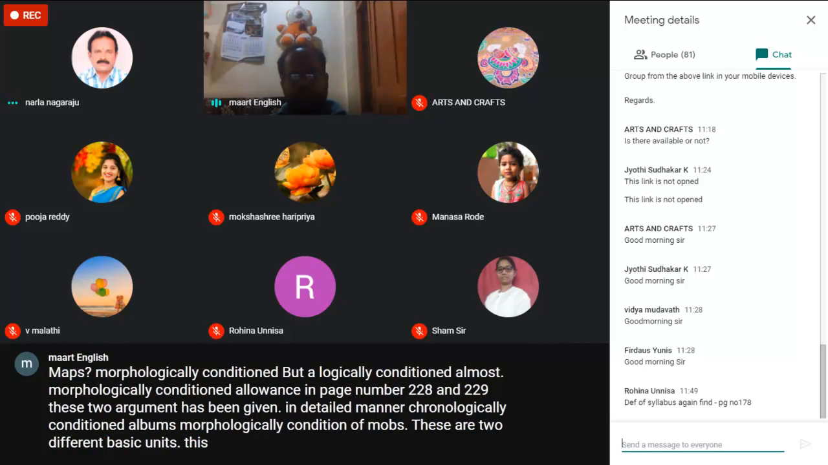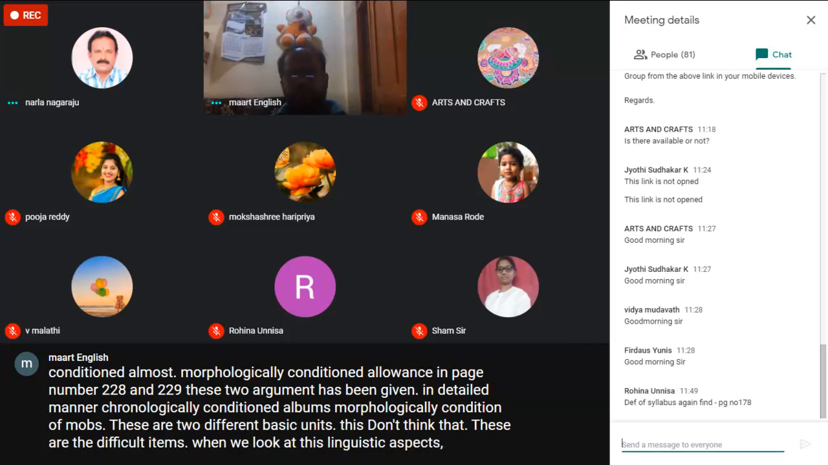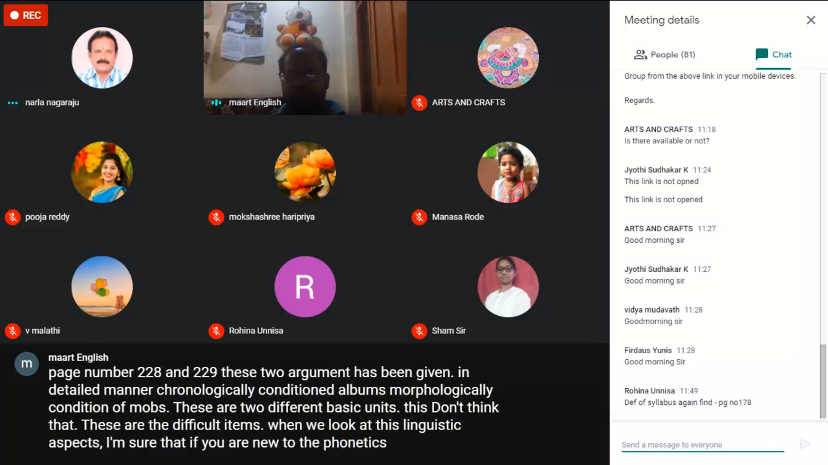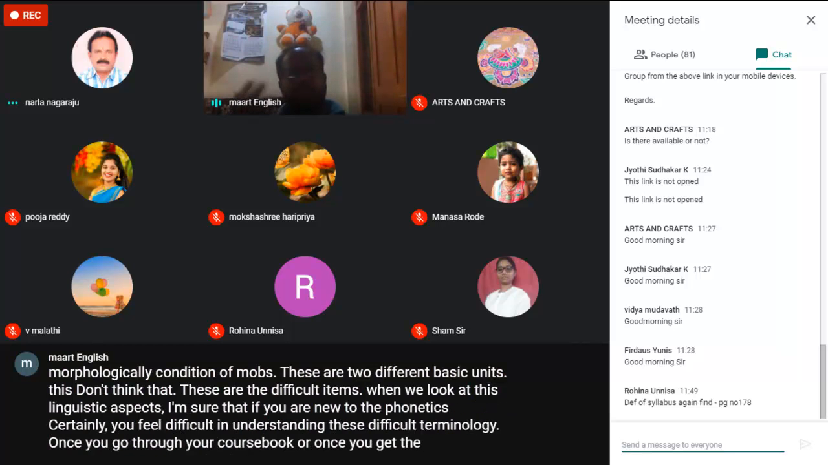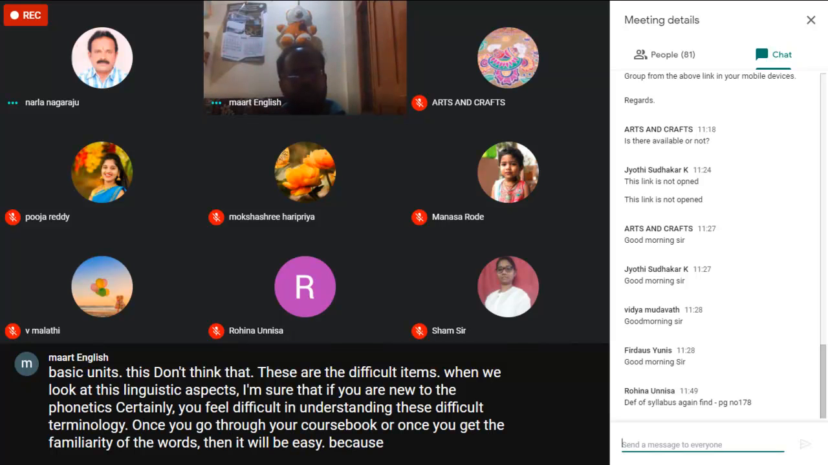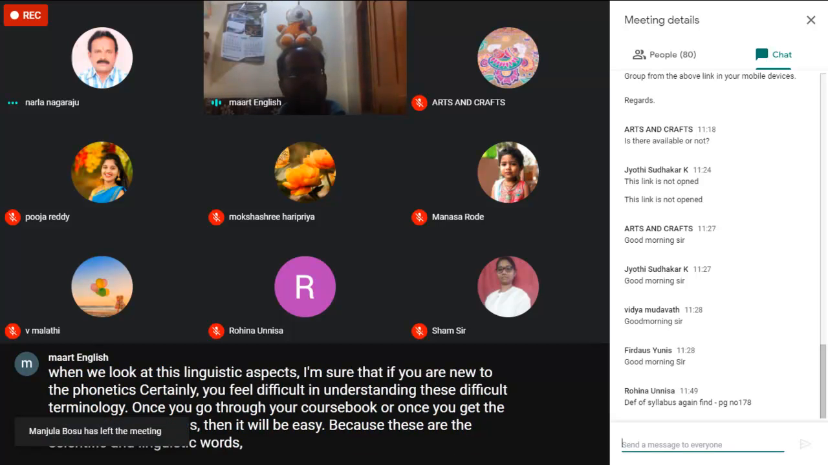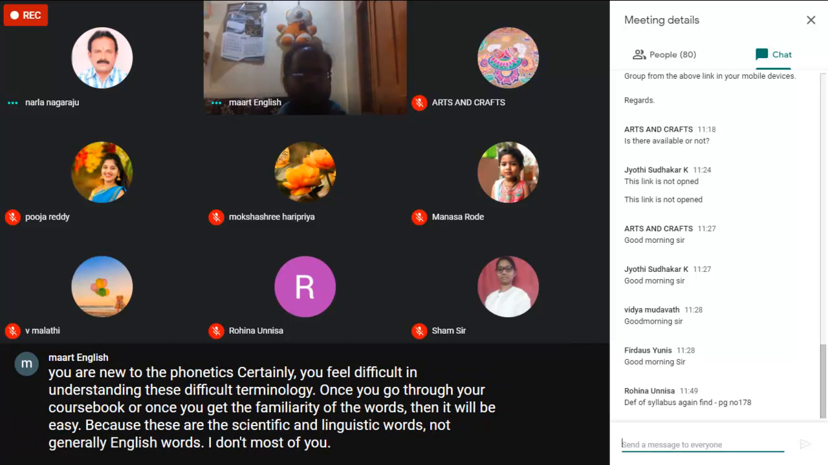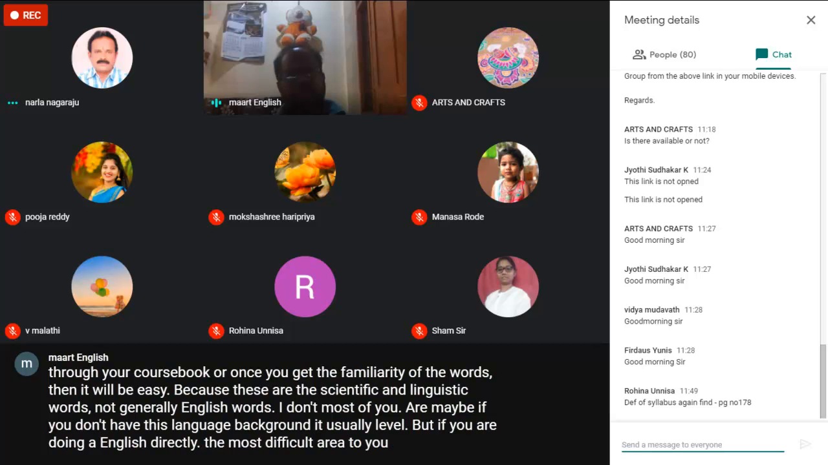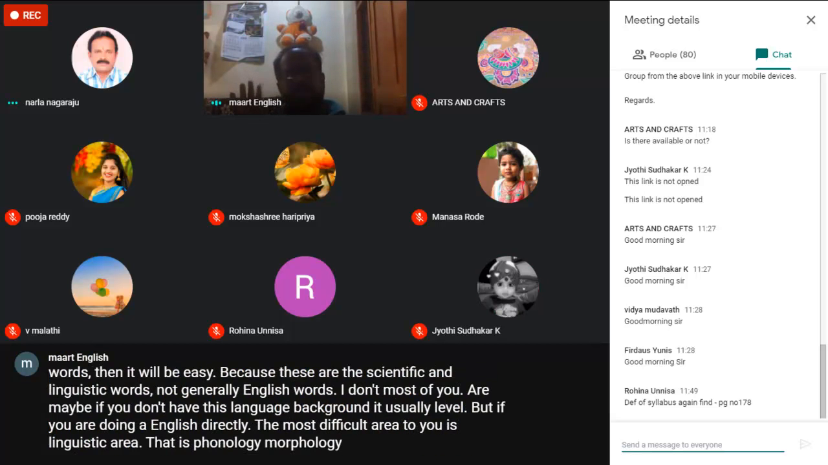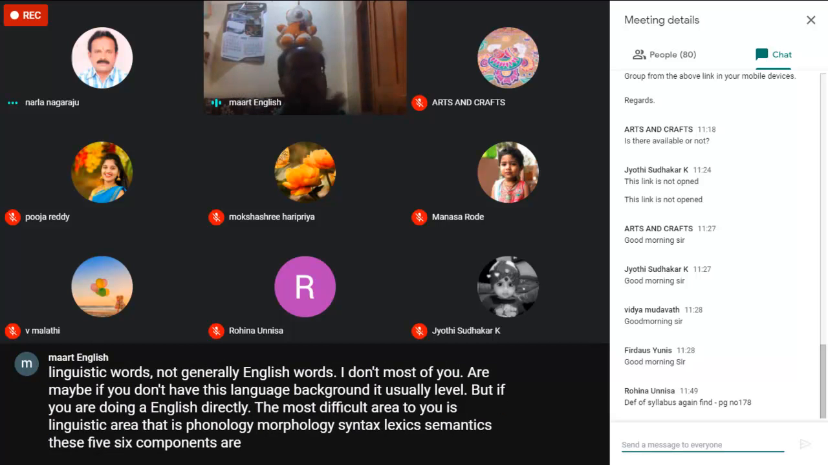Yes. Don't think that these are difficult items. When we look at these linguistic aspects, I'm sure that if you are new to phonetics, you certainly feel it is difficult to understand this terminology. Once you go through your course book and get familiar with the words, it will be easy, because these are scientific and linguistic words, not general English words. If you are doing MA English directly without a language background at UG level, the most difficult area for you is linguistics. That is phonology, morphology, syntax, lexis, semantics. These 5-6 components are completely related to linguistics.